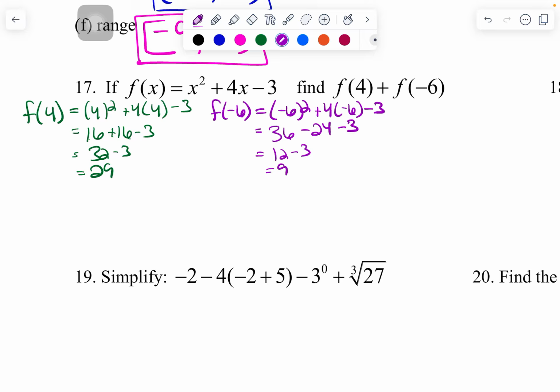So then what I want to do is take the value for f of 4, 29, and add the value for f of negative 6, which is 9. So if I put this together, 29 plus 9, that's going to be 38. And that's my final answer for number 17.